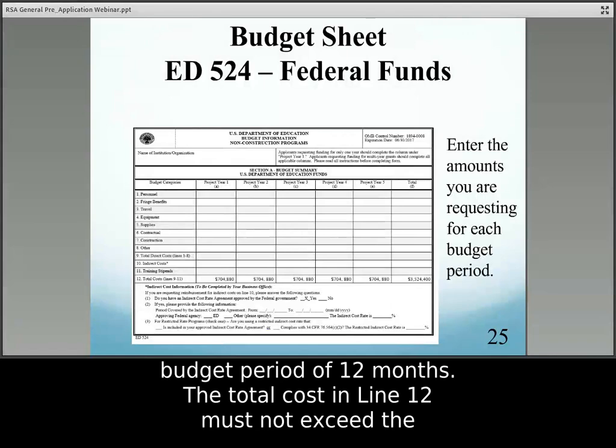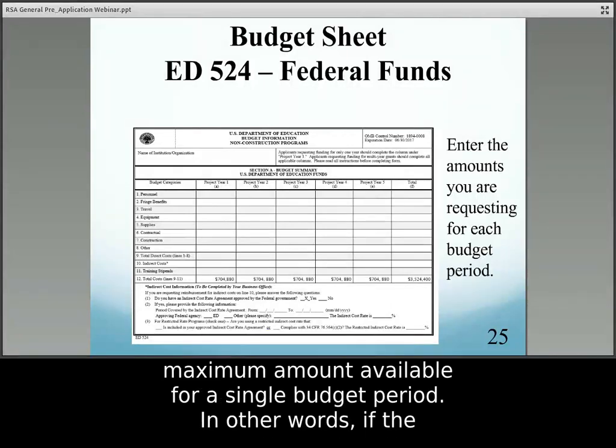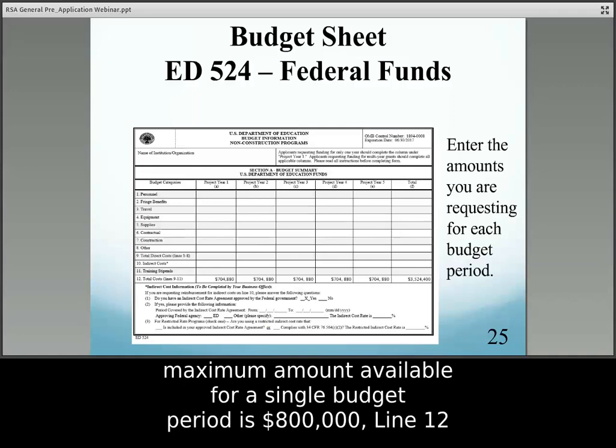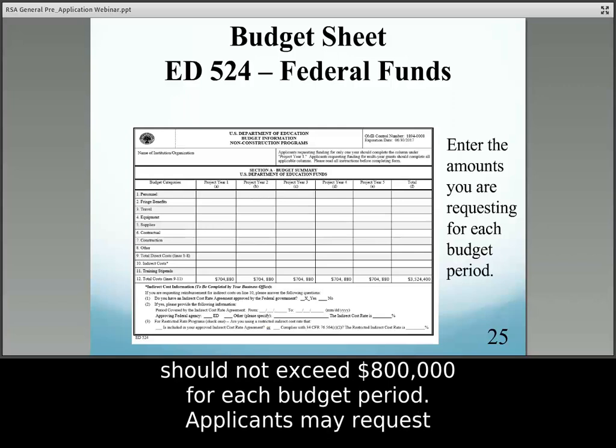The total cost in line 12 must not exceed the maximum amount available for a single budget period. In other words, if the maximum amount available for a single budget period is $800,000, line 12 should not exceed $800,000 for each budget period.